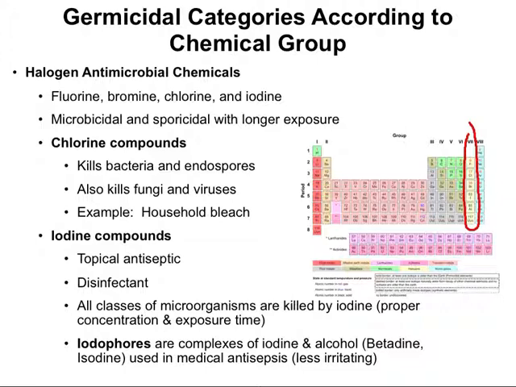Another thing that prevents chlorine's action is excess organic matter. Next, we'll look at iodine. Iodine can be used as a topical antiseptic or disinfectant. It's not adversely affected by organic matter and pH.